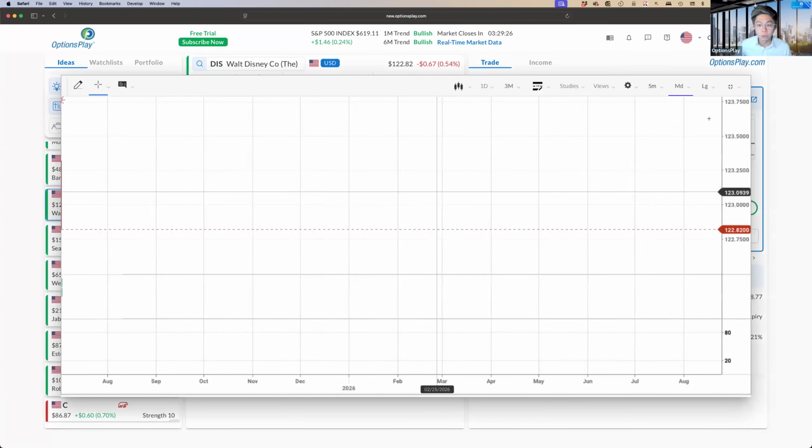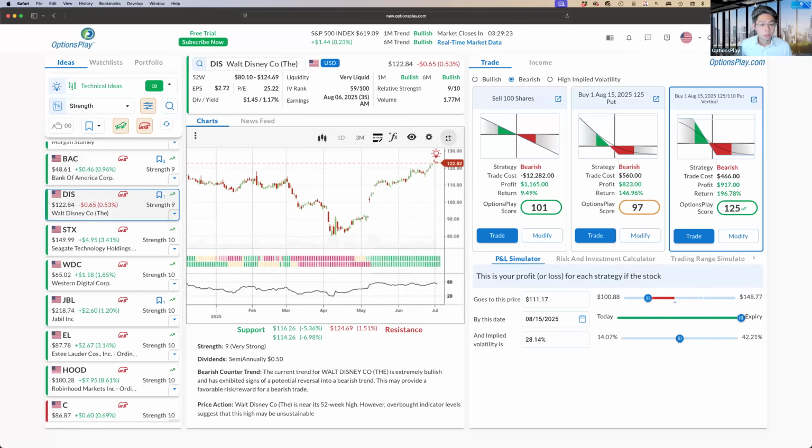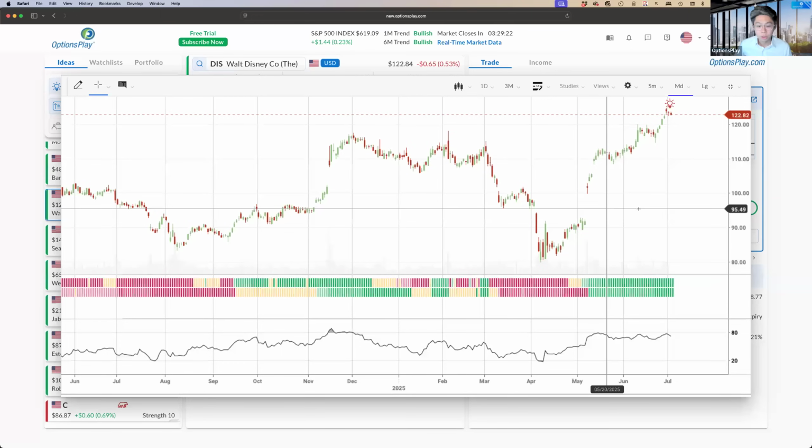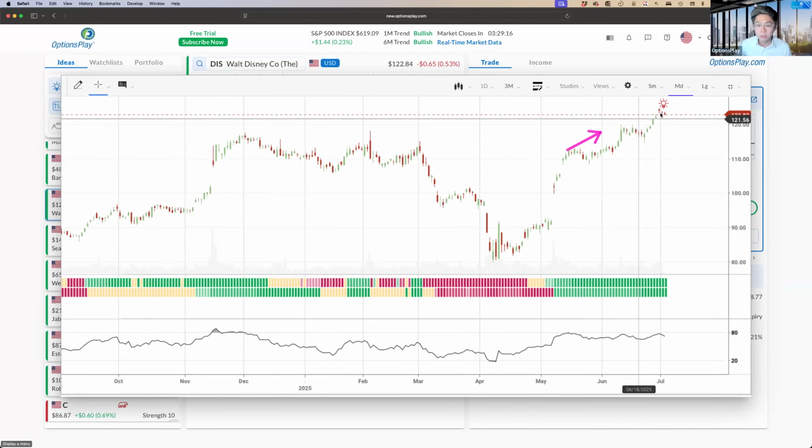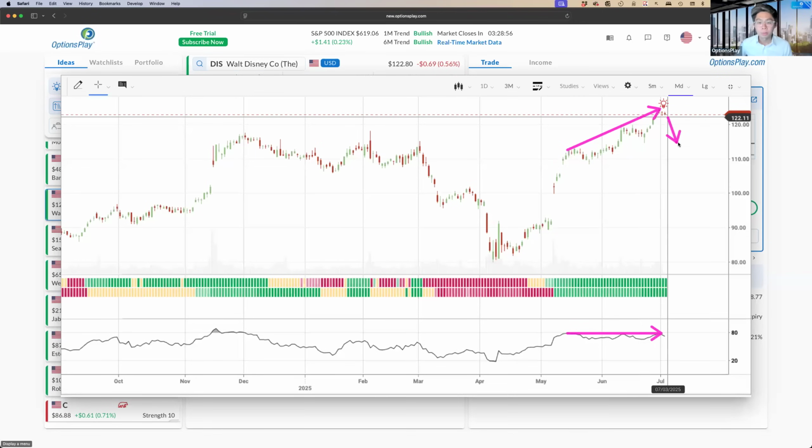Here's one. Let's zoom in here on Disney. Okay, so look, it's not quite there, but as you can see, we've made two consecutive higher highs, but momentum has not really made any new highs. So Disney is a good example of one that, it's not the best example, but it's definitely an example where the new highs are not really being confirmed by momentum. Out of all the ones that we've looked at so far, this is probably the best candidate.